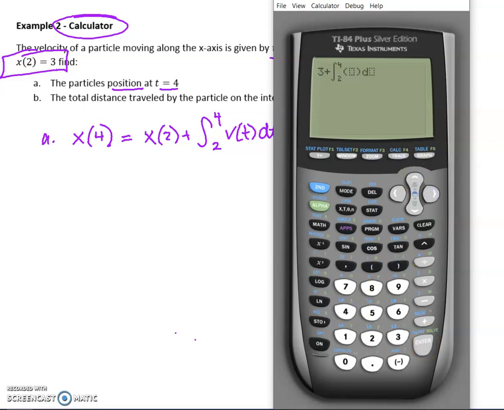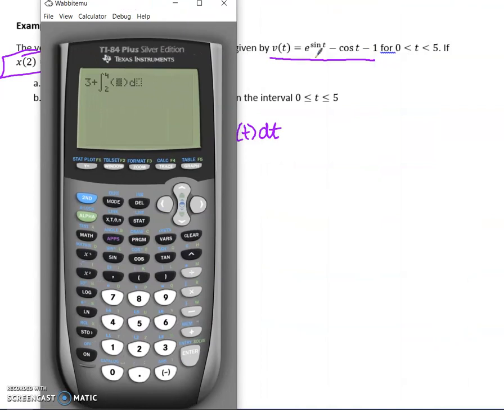So 2 to 4, my function is a little involved. So I need e to the, I've got my sine value. Now be careful, because when you do a trig function, you have to close that off. So notice I close that off and then I move down, minus cos of x, close it off. Be careful, trust me, if you don't, that little mistake is going to change everything.